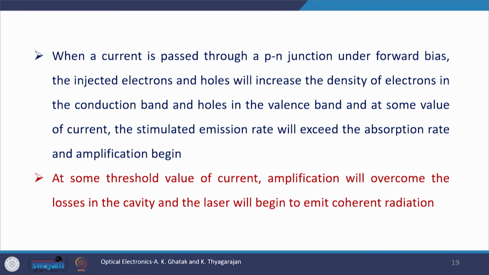When a current is passed through a p-n junction under forward bias, the injected electrons and holes increase the density of electrons in the conduction band and holes in the valence band, and at some value of current the stimulated emission rate will exceed the absorption rate and amplification begins. Keep in mind that we have a laser cavity, and this laser cavity is bounded in the lateral direction, that is, it is bounded here, but it is not bounded here or here.